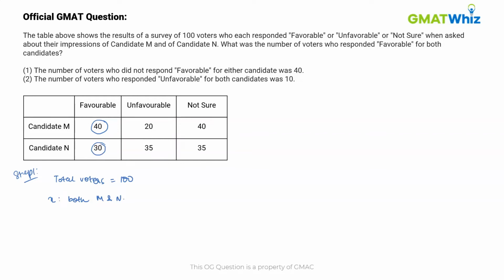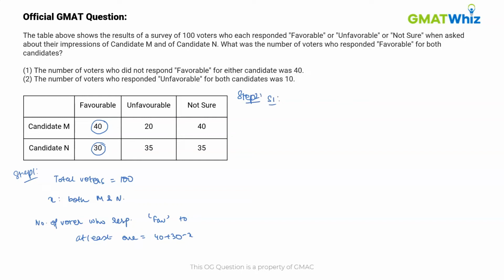Then, from this we can conclude that the number of voters who responded favorable to at least one of the candidates will be equal to 40 plus 30 minus x. Using this information, let's move on to step 2 and analyze statement 1.